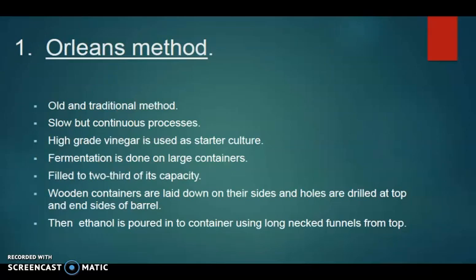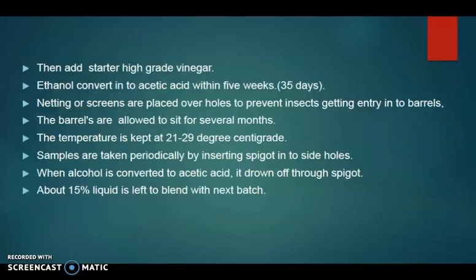Slow but continuous process. High grade vinegar is used as starter culture. Fermentation is done in large containers and it is filled to 2/3 of its capacity. Wooden containers are laid down on their sides and holes are drilled at top and end sides of the barrel. Then ethanol is poured into the container using long necked funnels from top. Then add starter high grade vinegar. Ethanol converts into acetic acid within 5 weeks or 35 days.